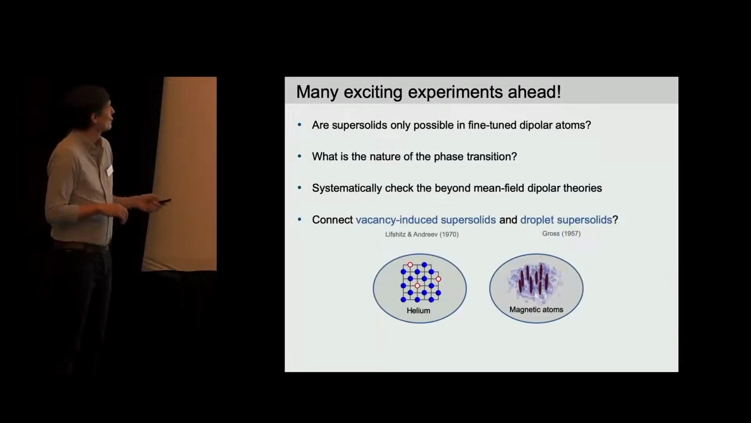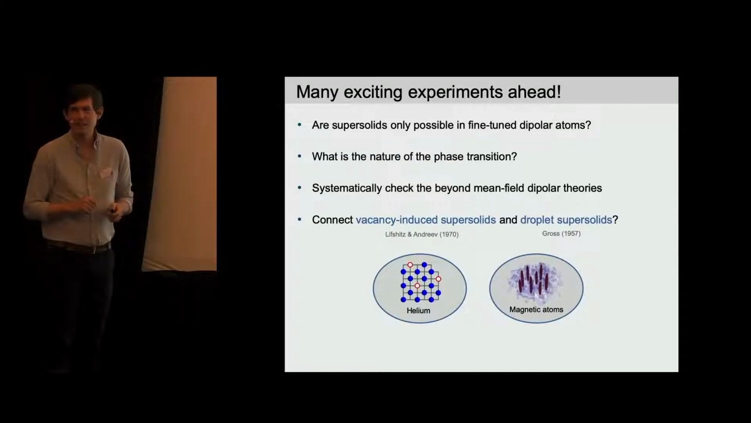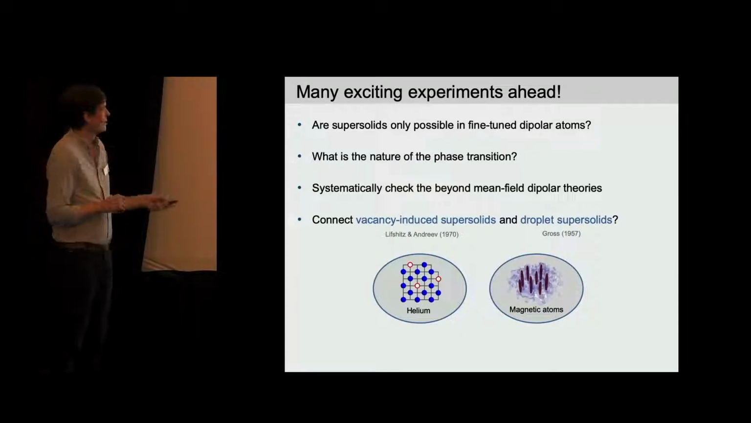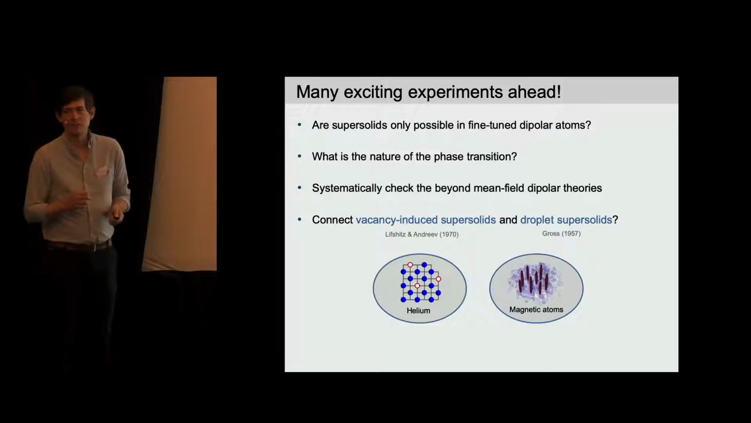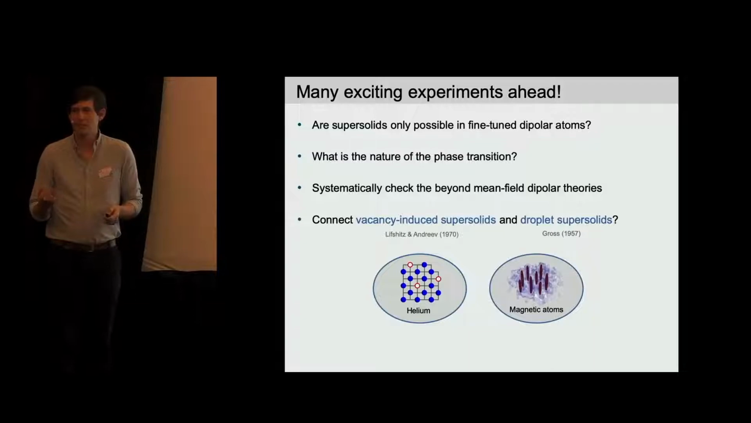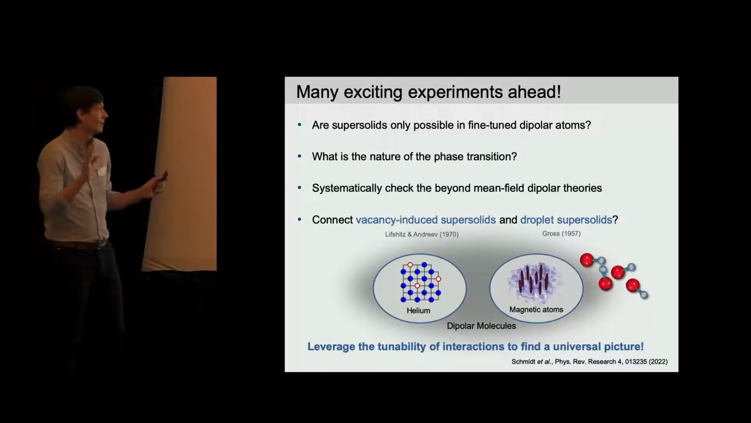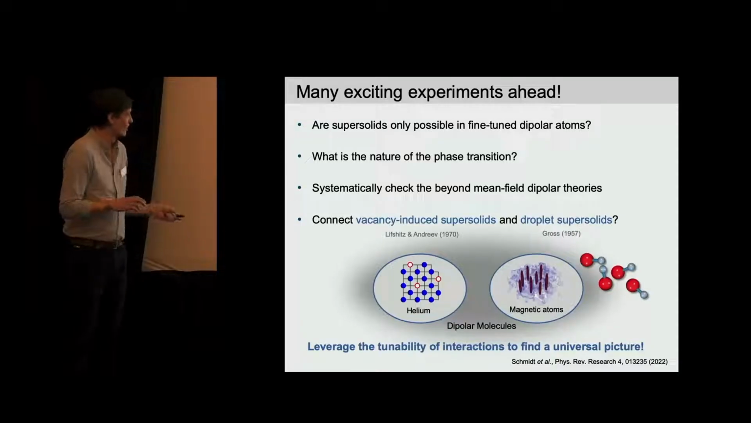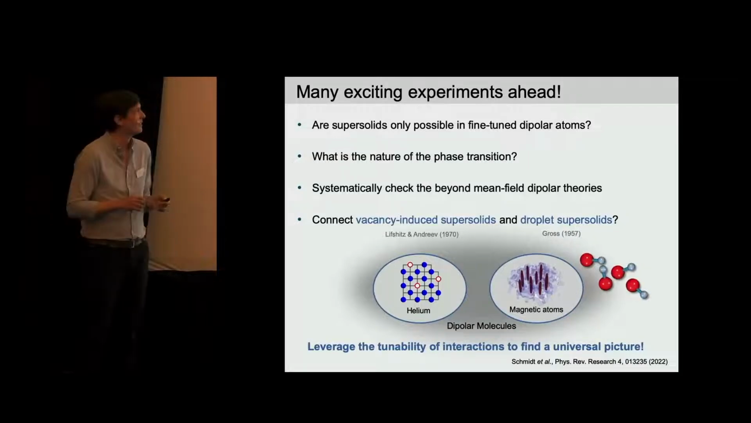I will actually skip on this. I just want to mention one thing. Last thing that we realized when looking at this was that actually there's this vacancy-induced supersolids that were there from the beginning. And now we've realized these droplet supersolids. And it turns out if you make the dipoles of the molecules really large, they can actually interpolate between these 2 limits. So sort of molecules should really help us to find a universal picture of this supersolidity here.